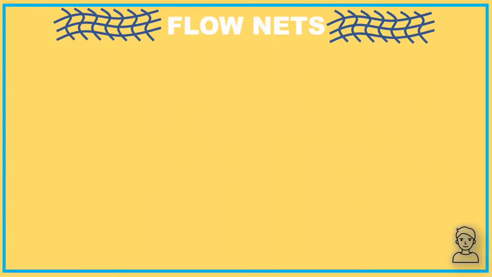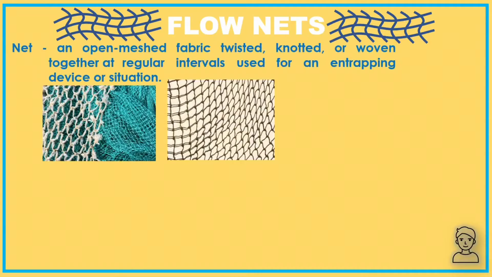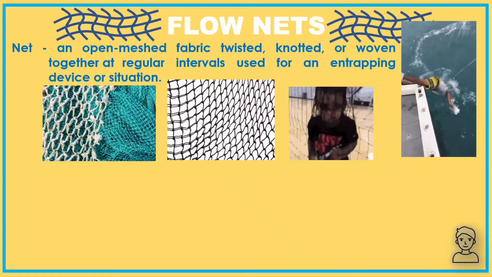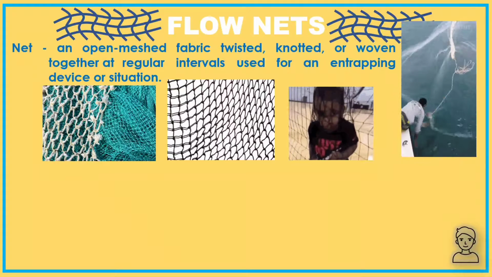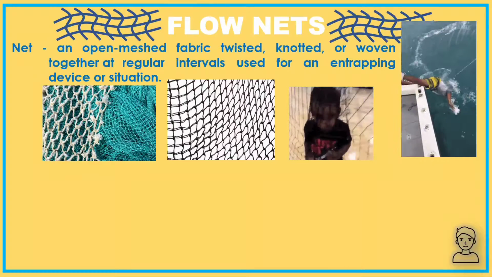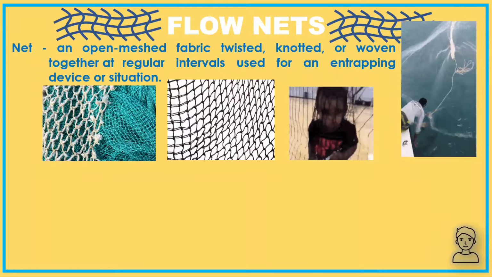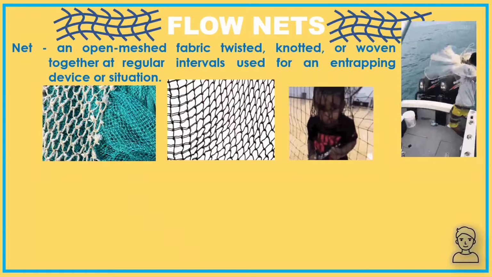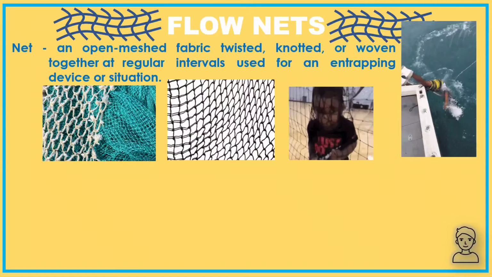Let's define each word first that constitutes our topic. According to Merriam-Webster, net is an open meshed fabric, twisted, knotted, or woven together at regular intervals used for an entrapping device or situation. As you can see, net is a structure that is interwoven. They are crisscrossing each other.